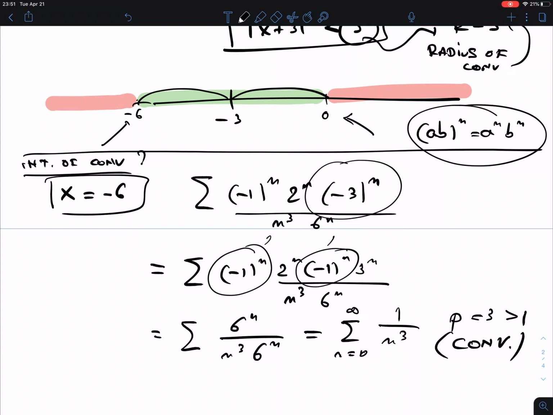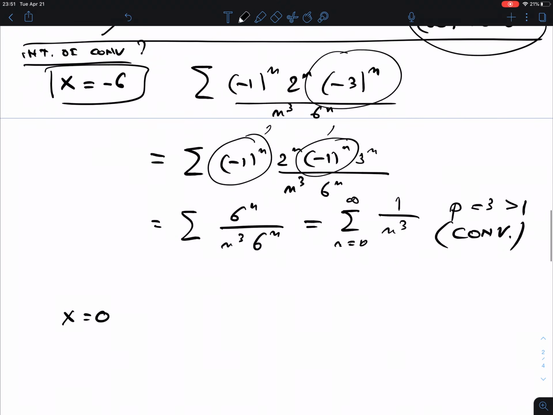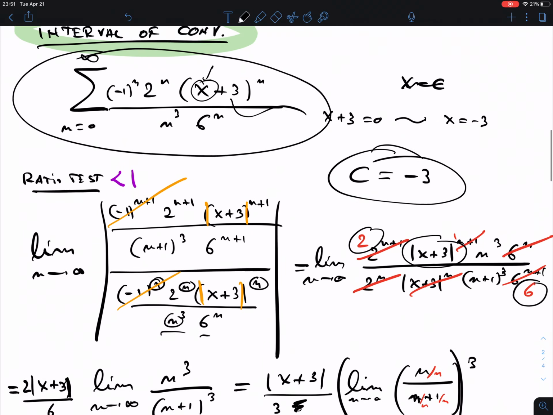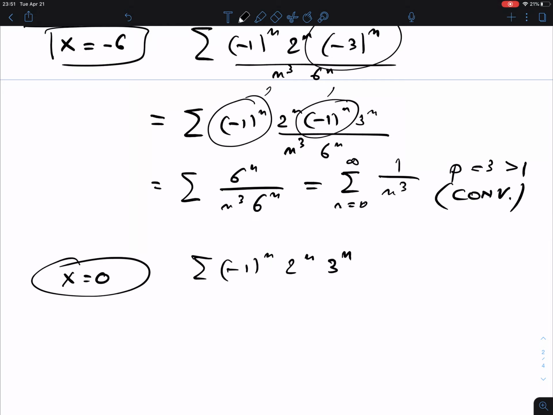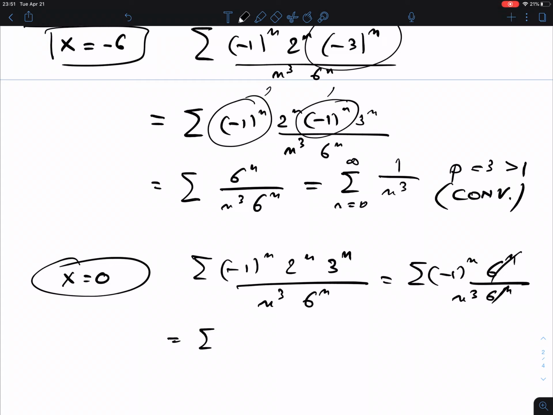So this means that this guy is part of the gang, of the green gang. So it's included. If it would be excluded, I would write an open circle like that. Now, we don't know yet, so let's see what it is. I plug in x equals 0. Summation -1 to the n, 2 to the n. And the only thing that changes now, this becomes 0. So that's actually just 3 to the power n. And then in the bottom I have n cube, 6 to the n. The 2 to the n, 3 to the n again combine as 6 to the n. And then in the bottom also 6 to the n, we have also the n cube. So these 6 to the n's cancel, and we get summation -1 to the power n, 1 over n cube.